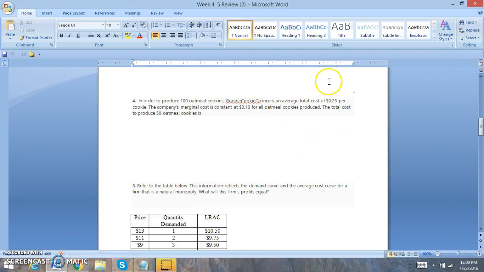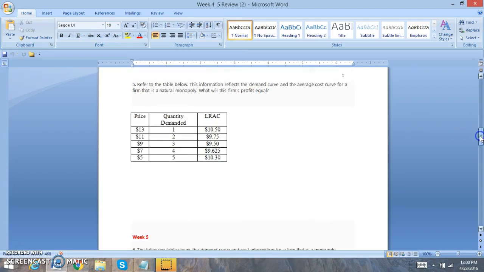So when we look at average total cost, you can find the average total cost and you can find the total cost. Now from the total cost, you can use the marginal cost to calculate this. So 25 cents times 100 gives me the total cost to produce. The total cost is going to be constant, this is key, constant for all oatmeal cookies produced. So that's how you calculate that. The word constant is important there.